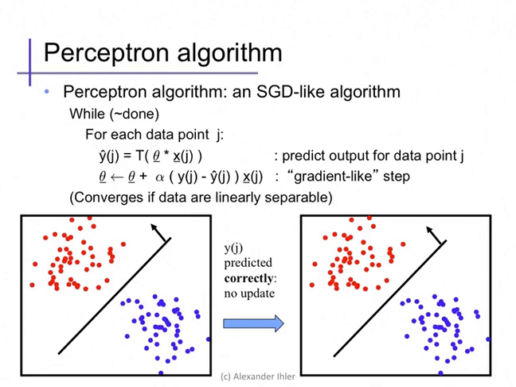However, in practice, this perceptron algorithm doesn't work very well. If the data are not separable, its behavior is unstable and unpredictable. This means it's rarely used in practice.